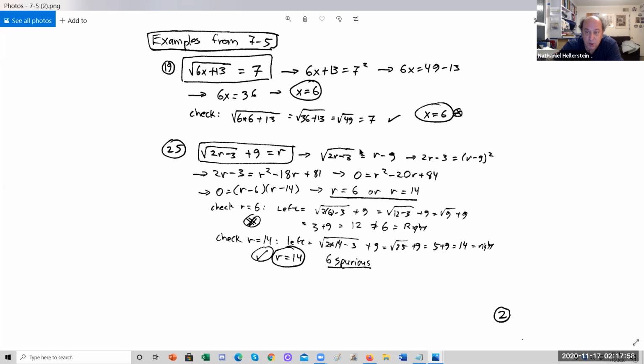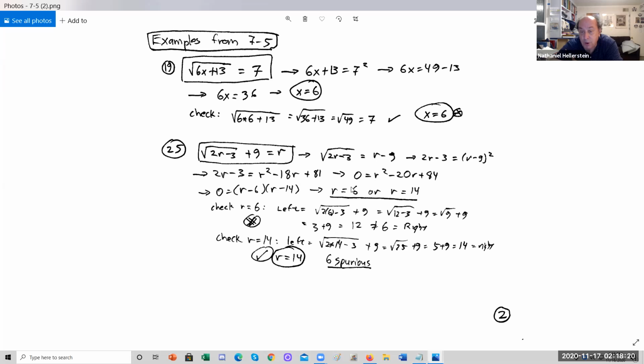Now you square both sides. On the left, you get 2r minus 3. On the right is r minus 9, all squared. Expand that, transpose. R squared minus 20r plus 84 equals 0. After some work, it factors. 0 equals r minus 6 times r minus 14. And therefore r is 6 or it's 14.